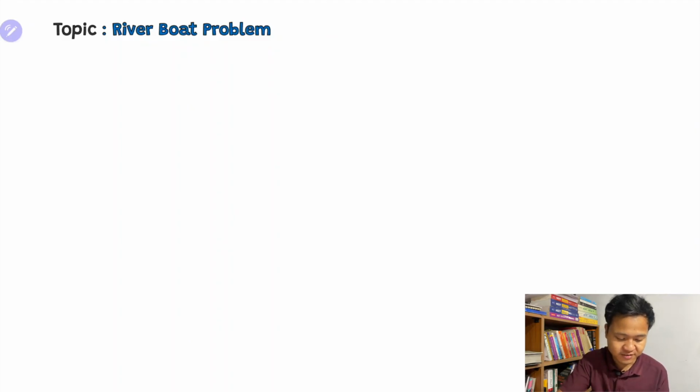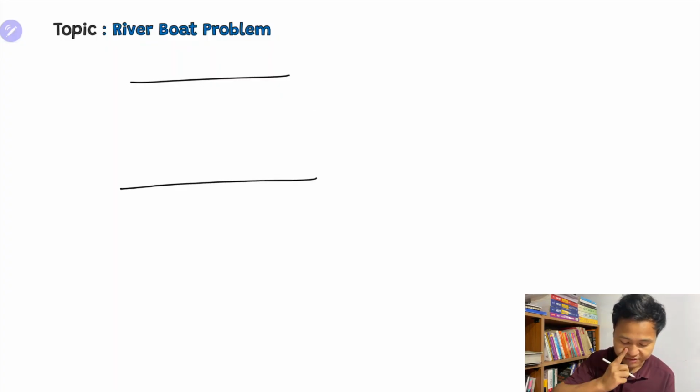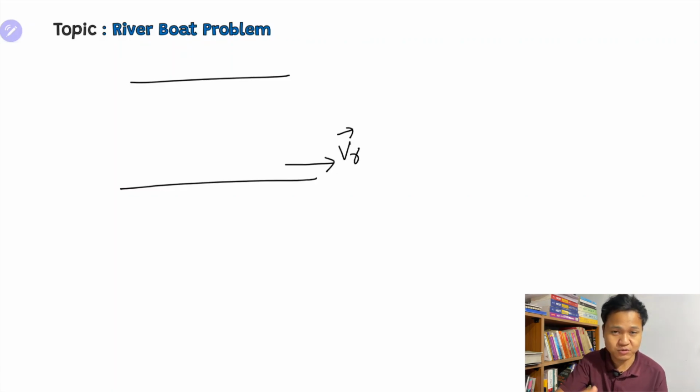So next you have a river boat problem. This is very, very important. I have a river, and it is flowing like this. The velocity of the river with respect to the ground, that is VR.